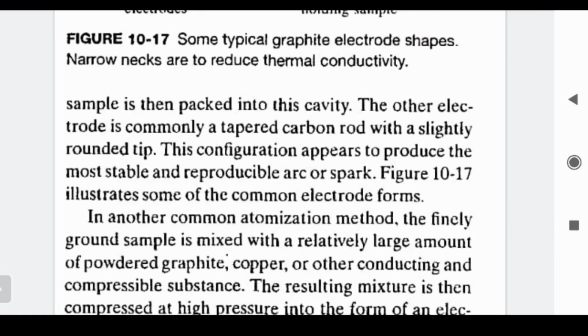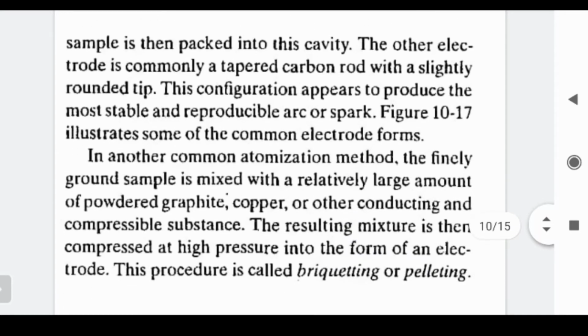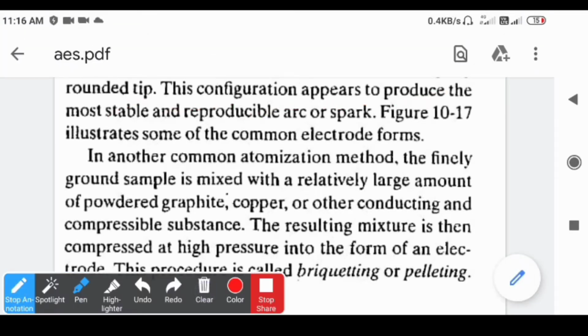The other electrode is commonly the tapered carbon electrode with a slightly rounded tip. That rounded tip is usually for the minimization of heat. So this rounded tip is there on the other, auxiliary electrode to minimize the heat. Next, this configuration appears to produce the most stable and reproducible arc and spark. So these sources are suitable for generation of quite reproducible arcs.